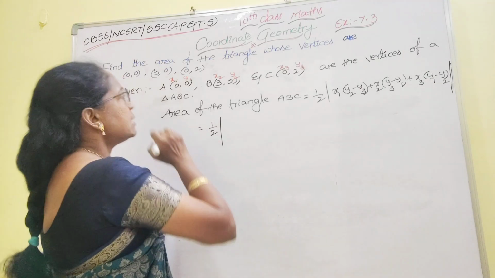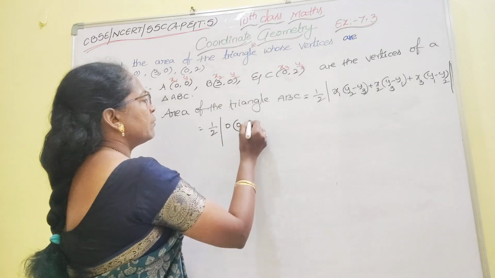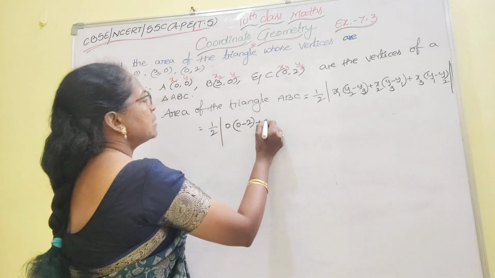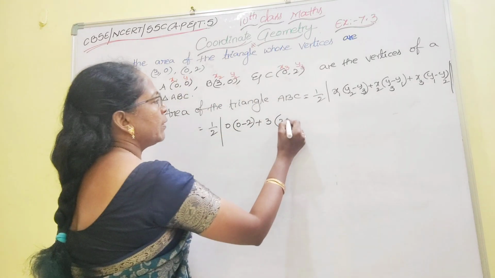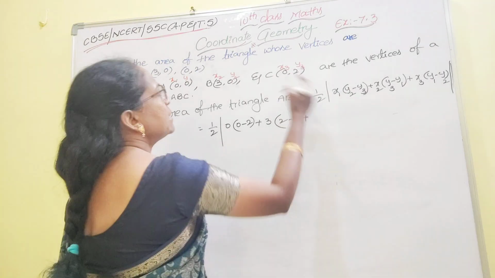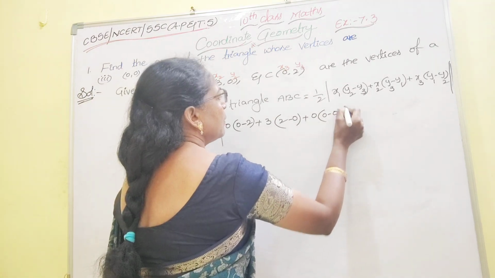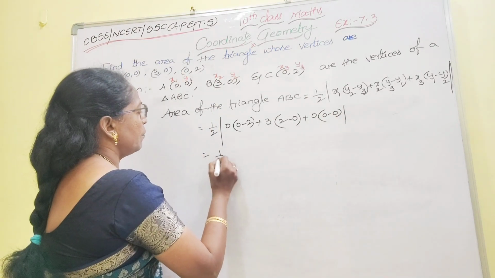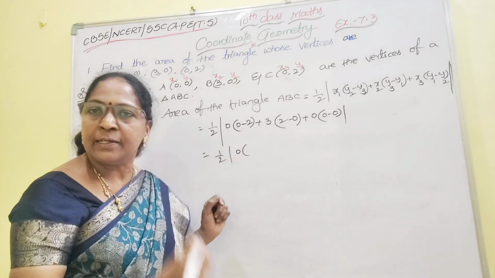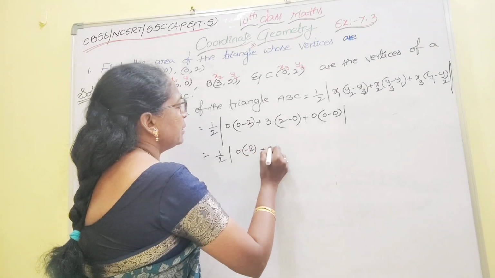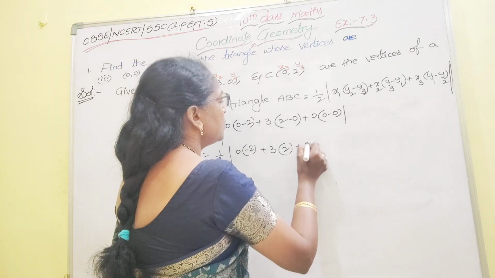Half modulus where x1 equals 0 into (y2 minus y3), y2 equals 0, 0 minus 2, plus x2 means 3 into (y3 minus y1), y3 equals 2, 2 minus 0, plus x3 means 0 into (y1 minus y2), that equals 0 minus 0, modulus. Now here half modulus of 0 into anything. Here first write down 0 into (0 minus 2) equals minus 2, plus 3 into (2 minus 0) equals 2, plus 0 into (0 minus 0) is 0.